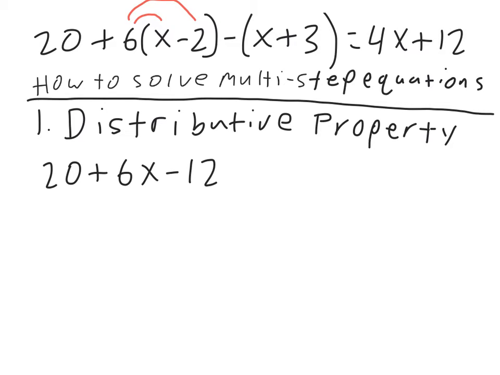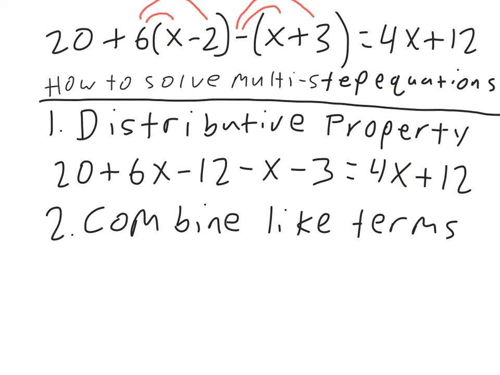And then we have to do that for the next set of parentheses. Notice that there's a negative there. That negative still has to be distributed. So the negative goes with the x and with the 3. So we get -x and -3. And then we rewrite the rest of the problem. Equals 4x plus 12. So that's the first step, distributive property.